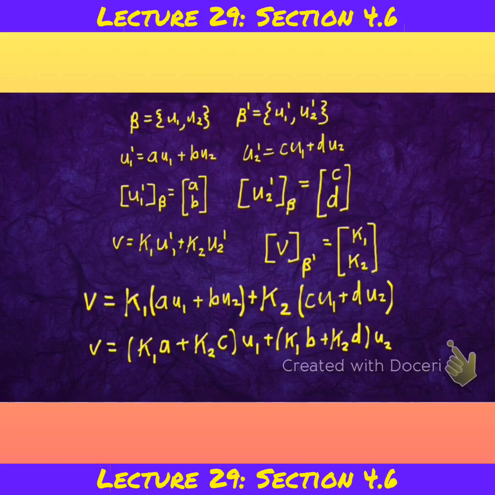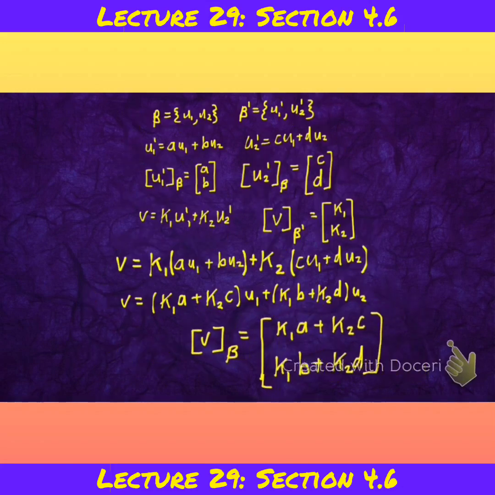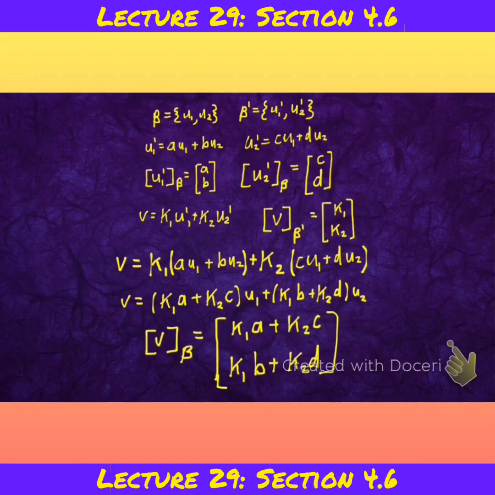So therefore, these are the unique coefficients, the only coefficients that you get. So therefore, we can determine the vector v with respect to the basis B as follows. Right, so the coordinate vector with respect to the basis B becomes that vector there. Again, it's just these coefficients.